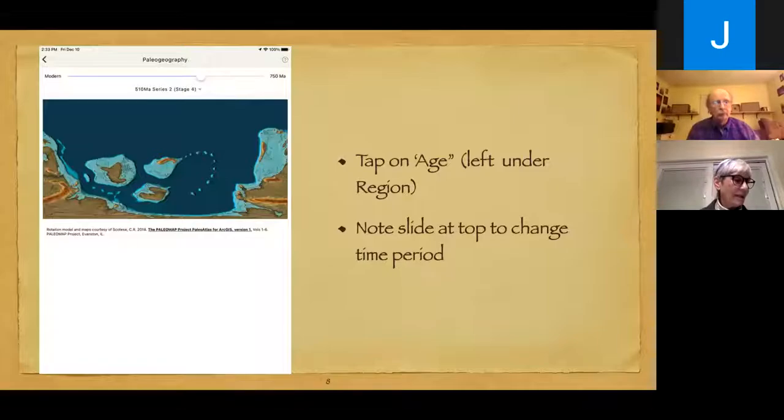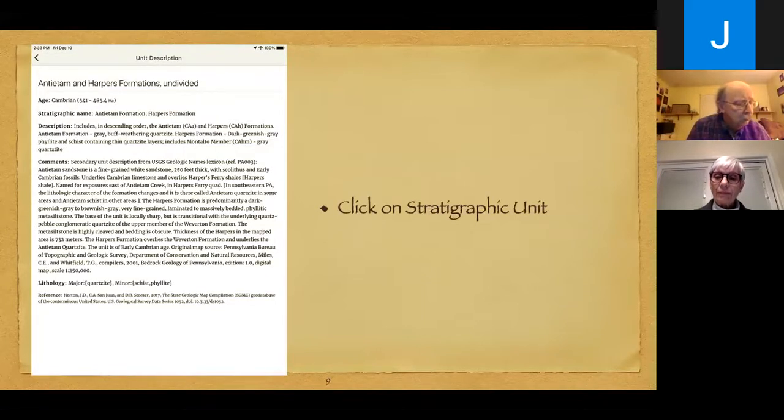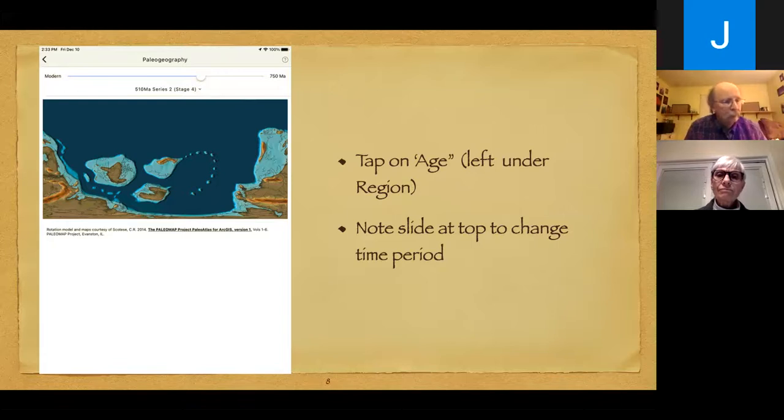Mine says Cambrian age. Okay, let's see, how am I going to get rid of that? We have paleogeography, and what I really like about this is you notice you can slide back to the modern and then 750 million years ago.